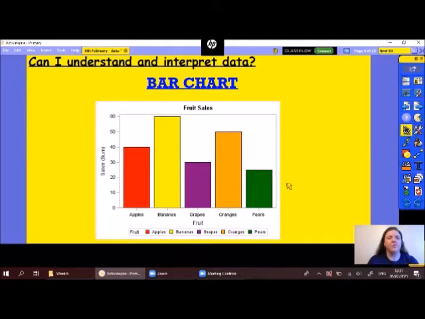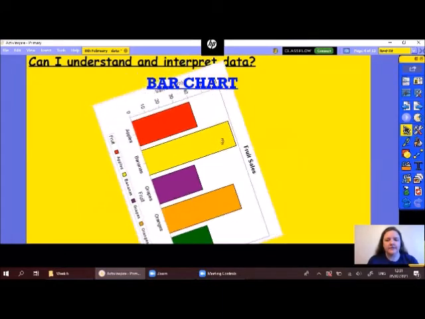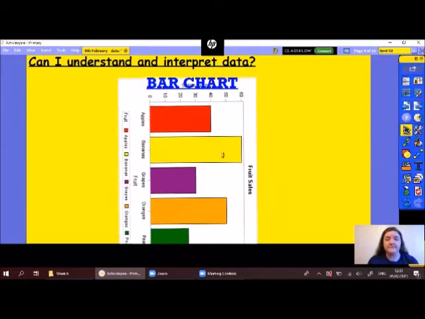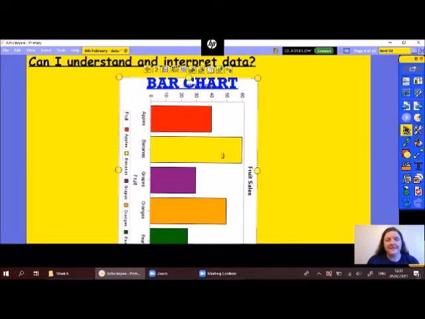Now, bar charts don't always look exactly like this. Sometimes they might look like that. Sometimes the bars go sideways, but that's okay. It still shows the same information, just from a slightly different angle.